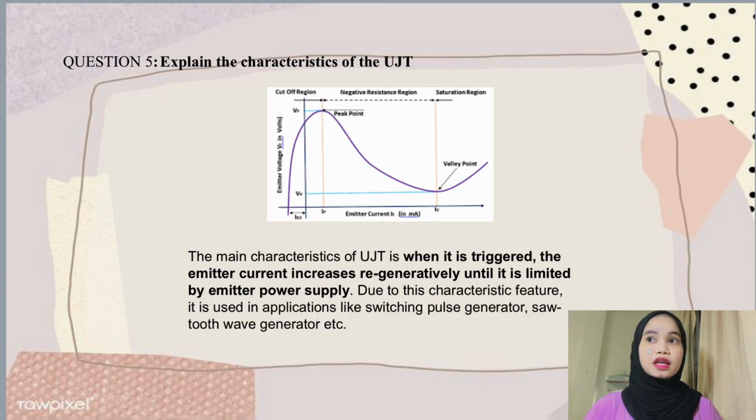Okay, for question 5, explain the characteristic of the UJT. The main characteristic of UJT is when it is triggered, the emitter current increases regeneratively until it is limited by the emitter power supply. Due to this characteristic feature, it is used in applications like switching, pulse generator, and sawtooth wave generator.